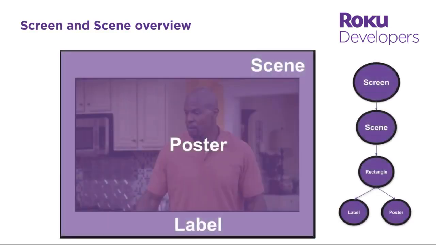The first thing we're going to do is create a screen and a scene. A screen is a canvas that displays the channel scene. The scene functions as the root component in a SceneGraph channel. It contains all the SceneGraph components used to build the channel UI. Roku channels typically have a single main scene.